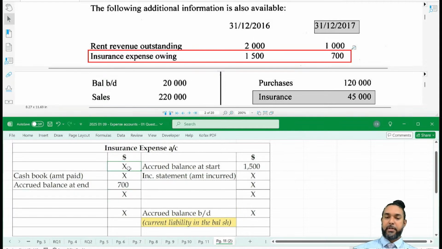Right? So what I'm showing you how to do here is how to use the format. You're just going to plug in the items on the correct side as you go along.